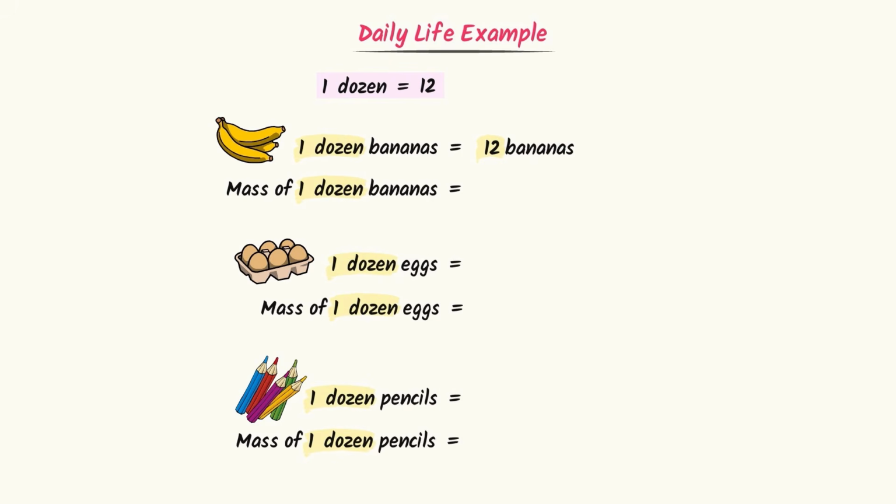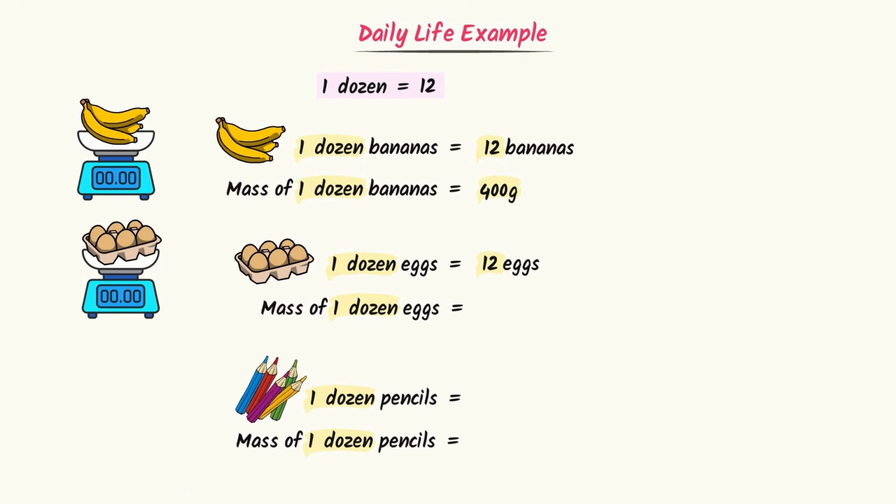To find the mass of 1 dozen bananas, I will place 1 dozen bananas on a digital balance. Let it give us 400 grams. So the mass of 1 dozen bananas is equal to 400 grams. Secondly, 1 dozen eggs is equal to 12 eggs. To find the mass of 1 dozen eggs, I will place 1 dozen eggs on a digital balance. Let it give 110 grams. So the mass of 1 dozen eggs is equal to 110 grams.